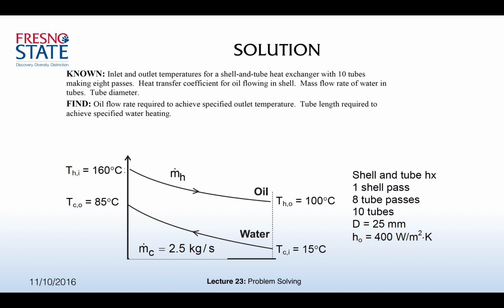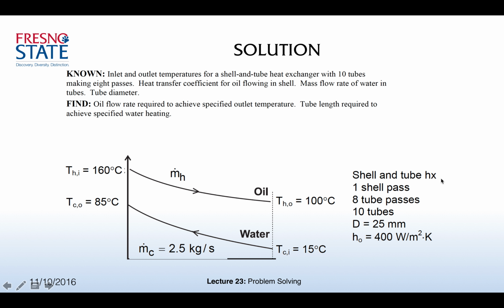So to summarize the problem a little bit, we have the inlet and outlet temperatures for both fluids, oil and water here. T_h,in is 160, T_h,out is 100 degrees Celsius. T_c,in is 15 degrees Celsius. T_c,out is 85 degrees Celsius. We have m dot c, 2.5 kilograms per second, the m dot cold, but we don't know m dot hot. We need to find it.